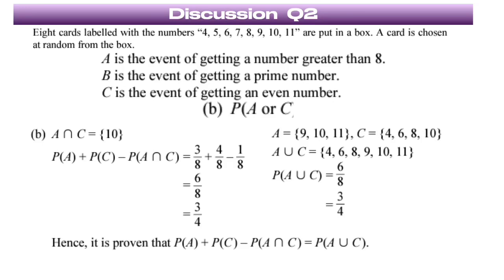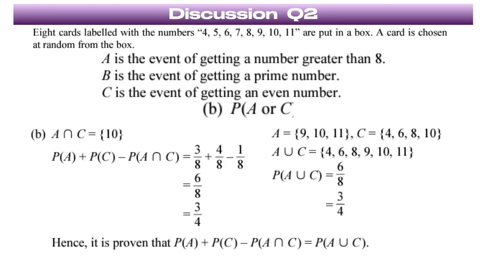So A union C is 4, 6, 8, 9, 10, 11. Okay, so the total number of elements in A union C, we have 6 elements. So the probability of event A union C is 6 over 8. So simplify, the answer is 3 over 4.